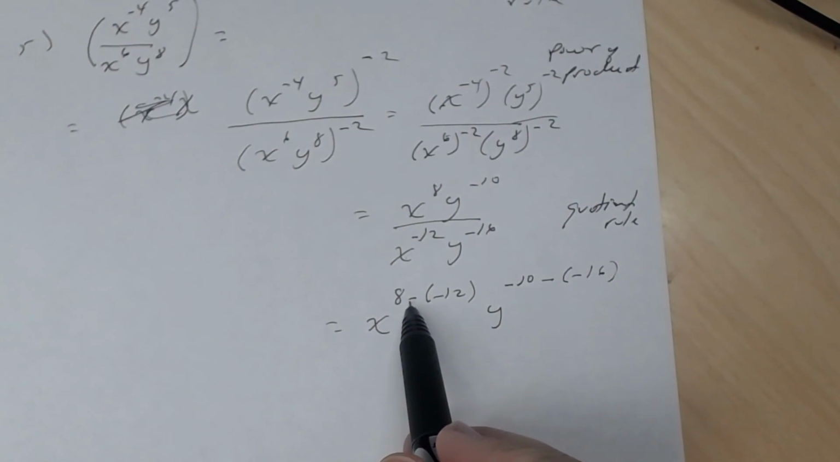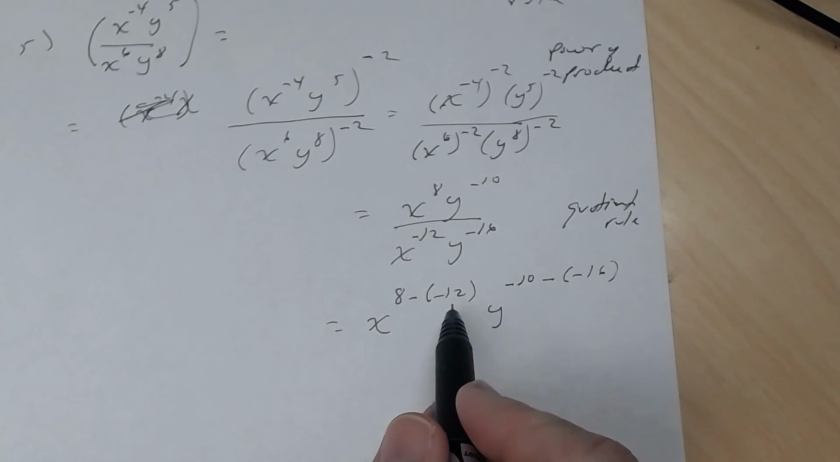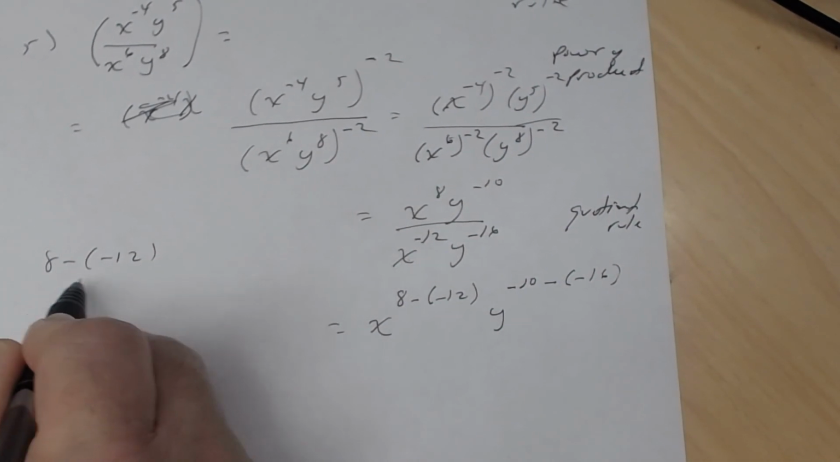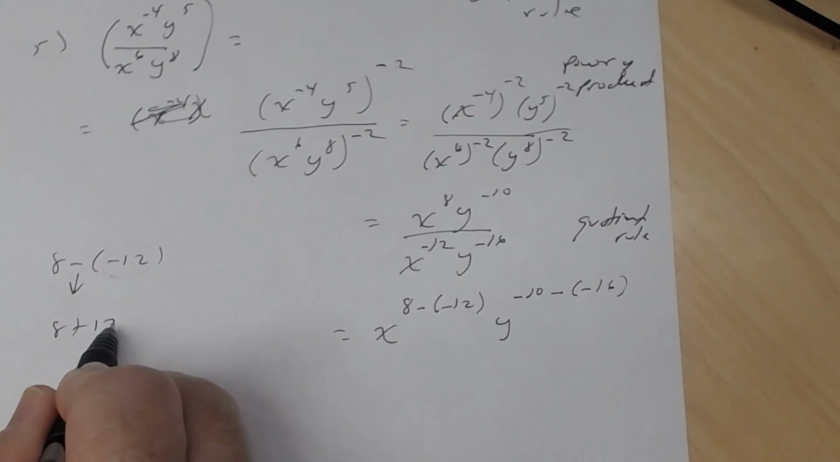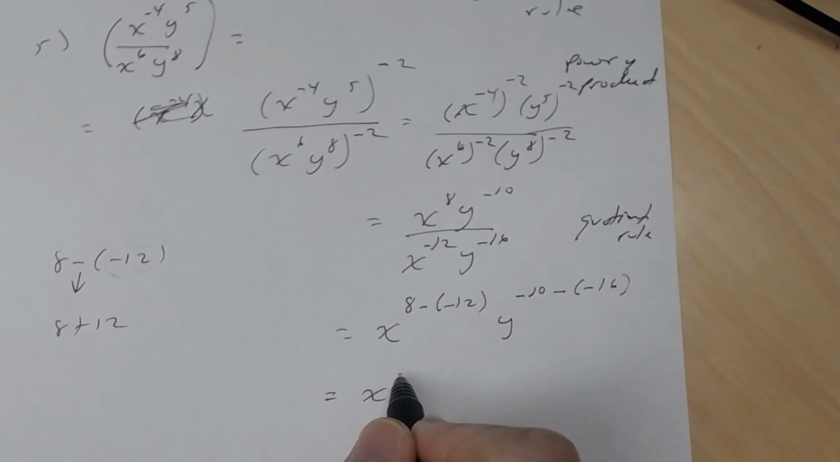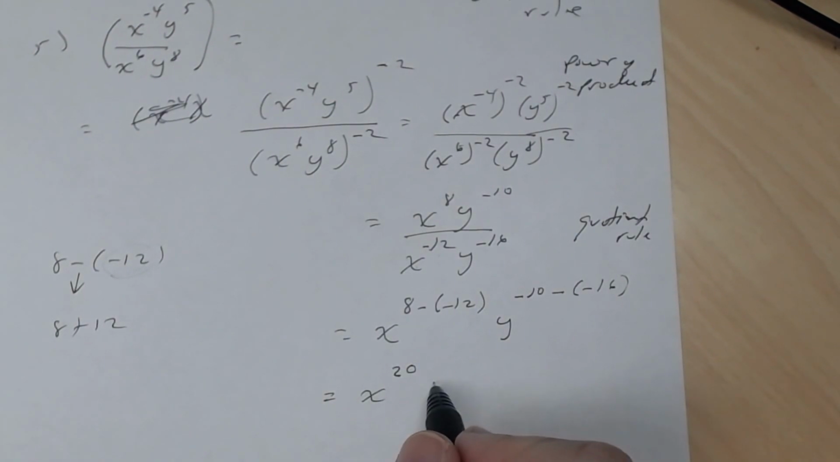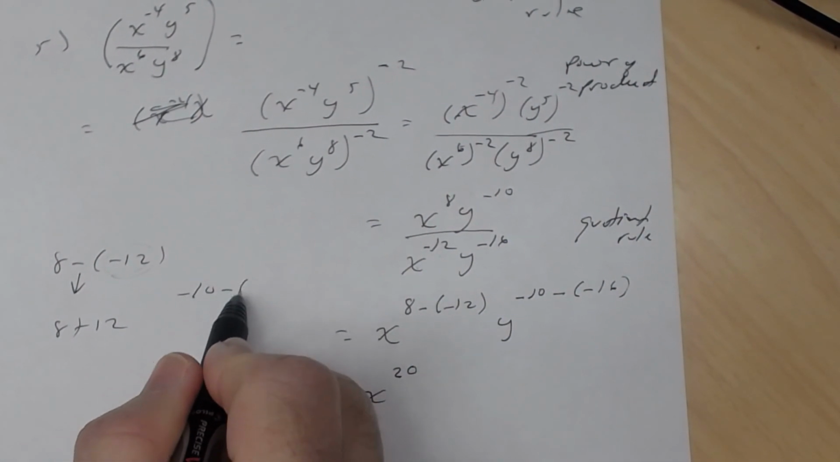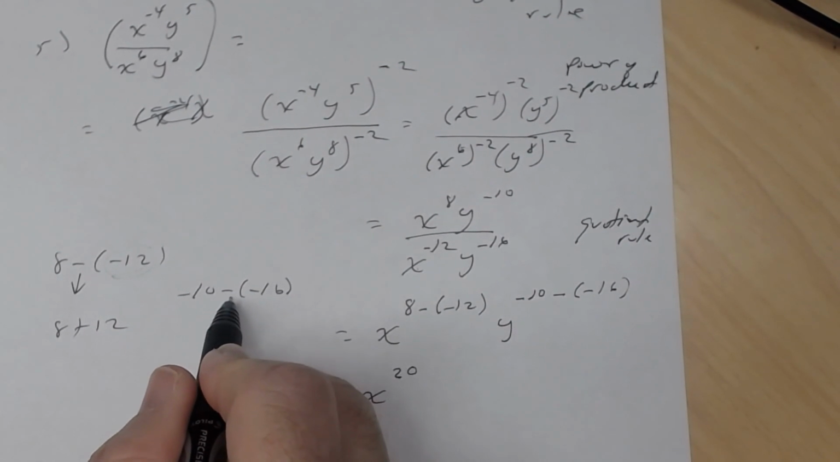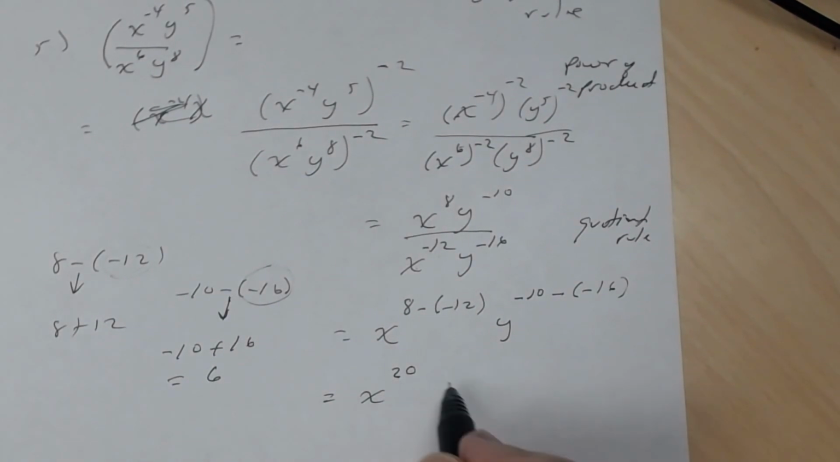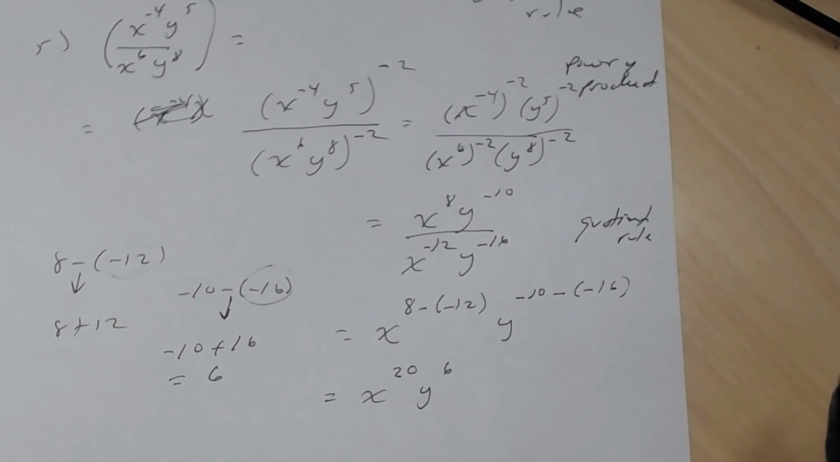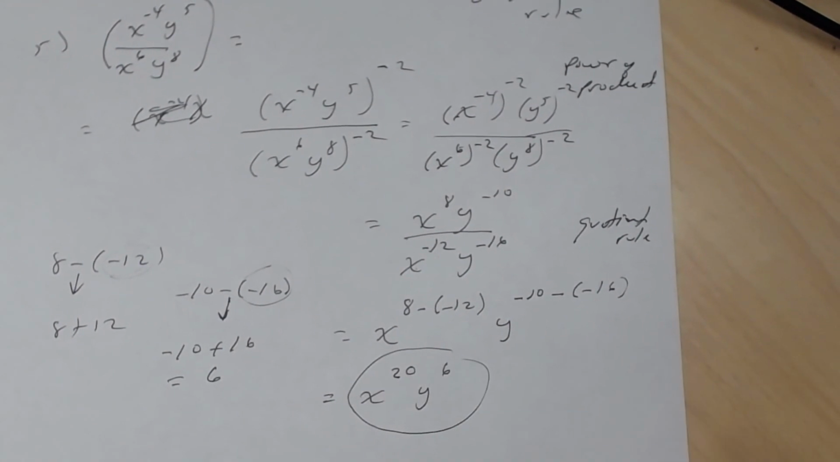Now remember though, 8 subtract negative 12 means 8 plus 12. You change this to an addition problem, so you add the opposite. So this becomes x to the 20th power. And then here, negative 10 subtract negative 16, rewrite the subtraction as an addition problem, so you add the opposite. That's negative 10 plus 16, which is 6. So that becomes y to the 6th power. No negative exponents, so you're done. So that's the answer to number 5.